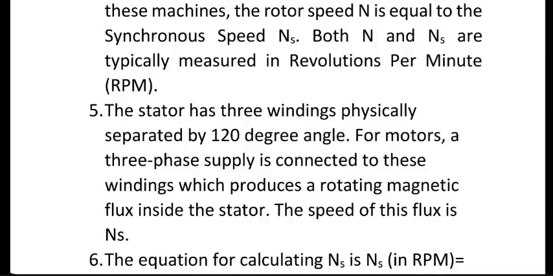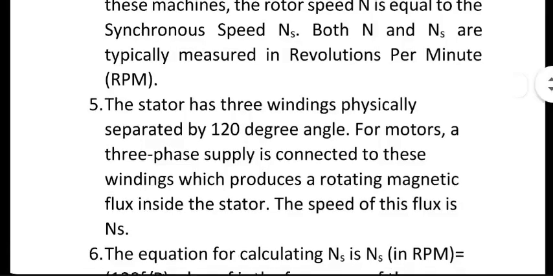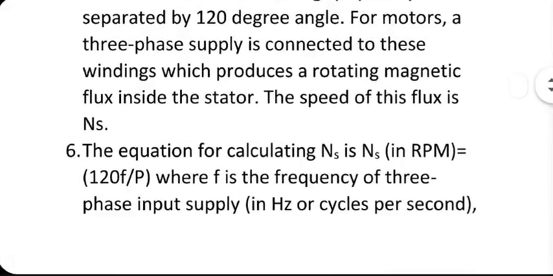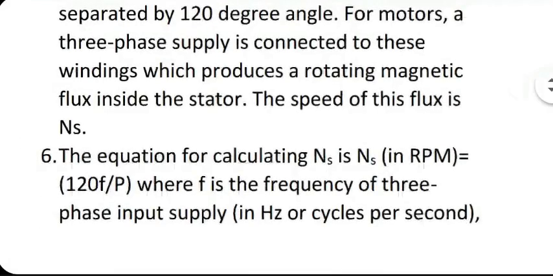Stator windings are 120 degrees apart, obviously, because you want a three-phase winding. In case of motors, the three-phase winding is energized using three-phase supply, and the rotor rotates as a result. In case of a generator, it's the other way around. The synchronous speed can be very easily calculated by a formula which is given here: 120 F divided by P. F is the frequency of operation, P is the total number of poles on the rotor.